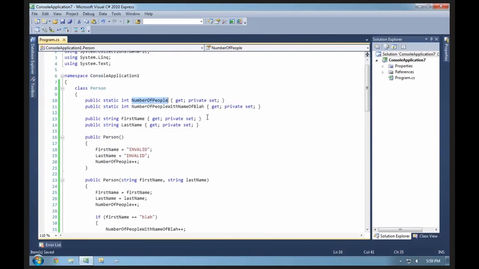We can only have one number of people. We can only have one number of people with name of blah. A vehicle, you would want multiple instances.